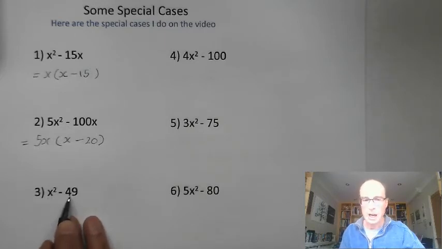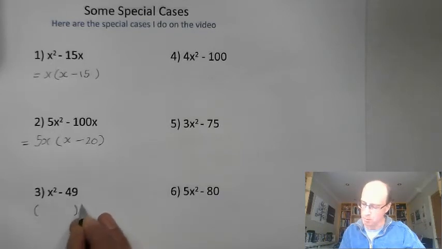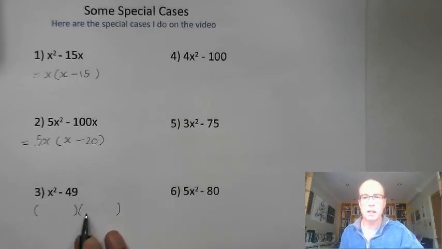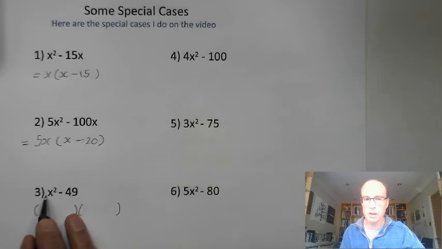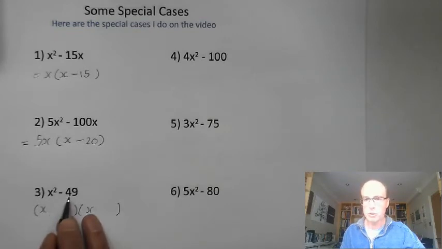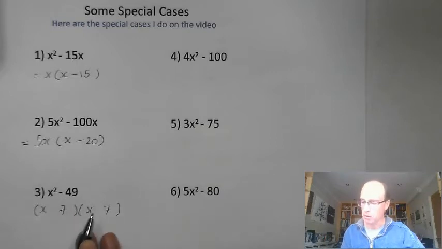And to factorise that, I'm going to put it into a double bracket. On the left hand side of each of those brackets, I'm going to write the square root of that first term. So the square root of x squared is x. That's going to go on the left hand side of both brackets. The second term, the 49, I'm going to square root that as well. That's going to give me 7, and that's going to go on the right hand side of both brackets. So the number that I'm taking away goes on the right hand side of both of the brackets.